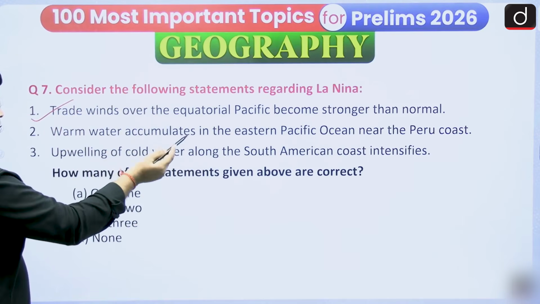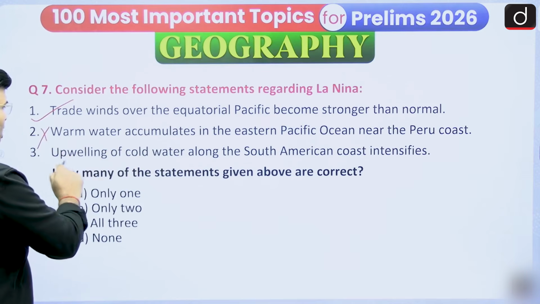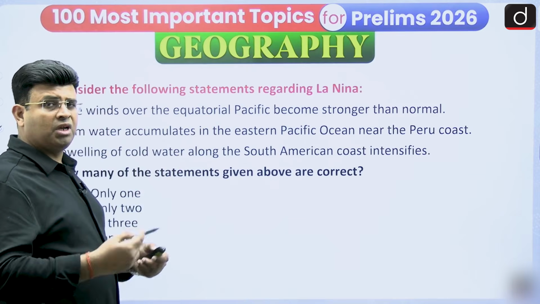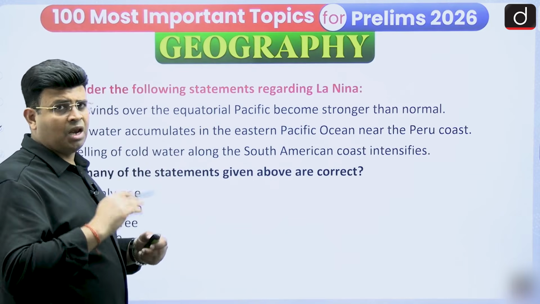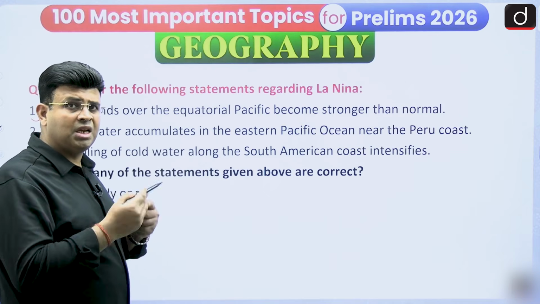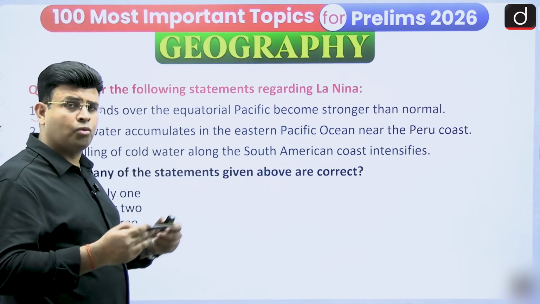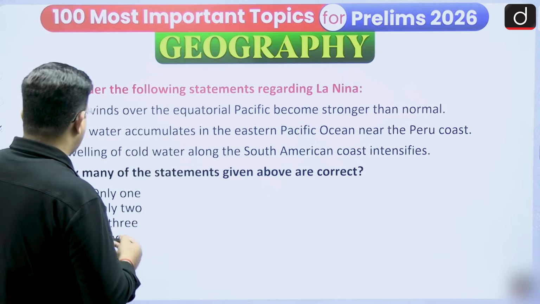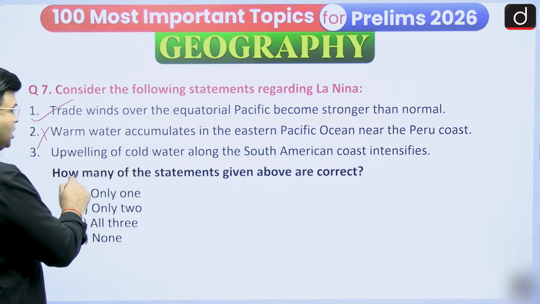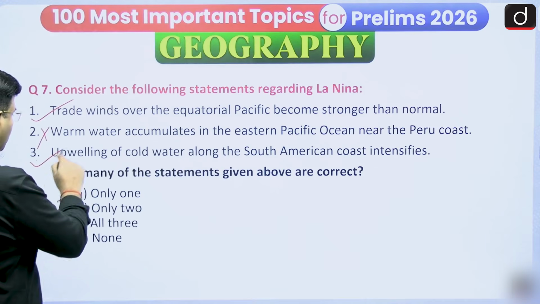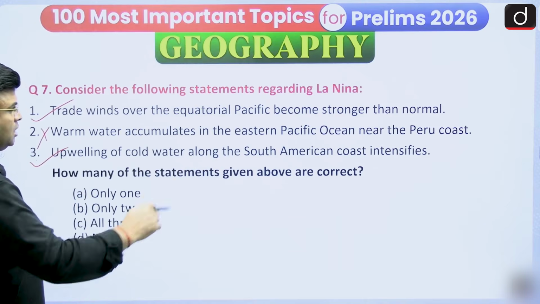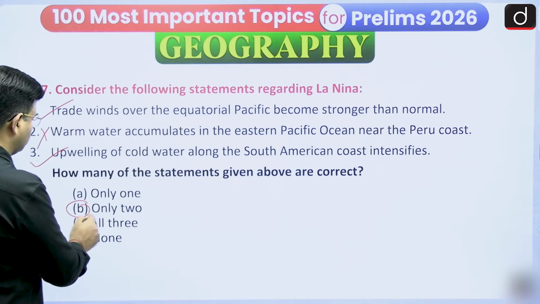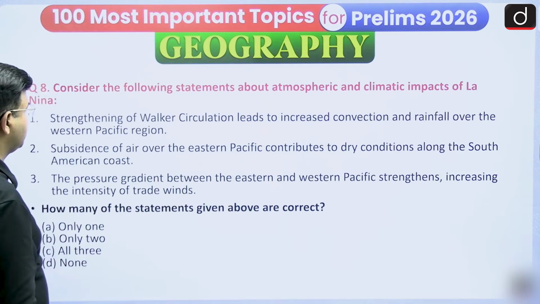So the Eastern Pacific statement is the wrong one. Upwelling of cold water along the South American coast intensifies more in comparison to normal. La Niña and normal are both the same, but in this time trade winds become faster, a large amount of water, everything is intensified, a stronger Walker circulation. And then there will be upwelling of cold water along South America. This is the right one, cold water is upwelling during La Niña. So only 2 statements are correct, option B.